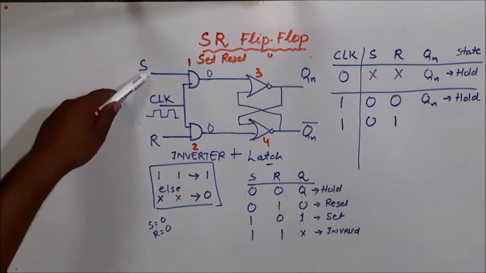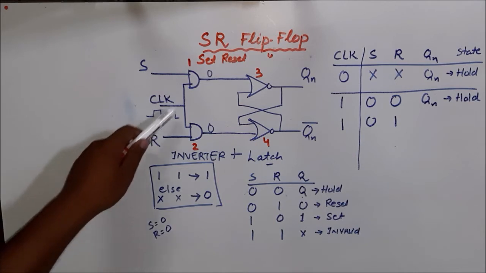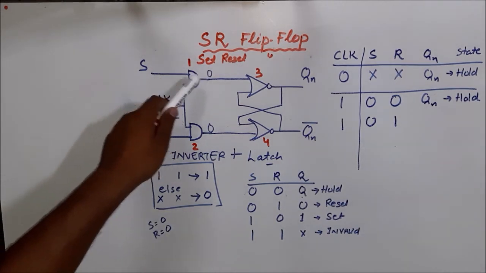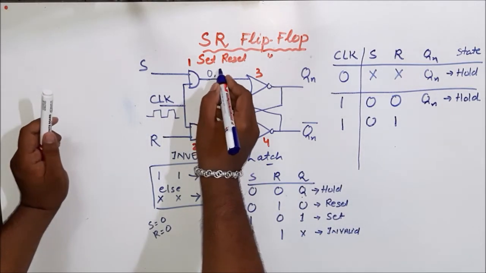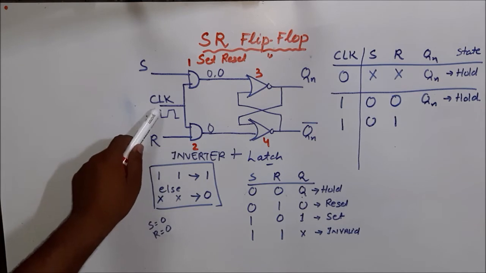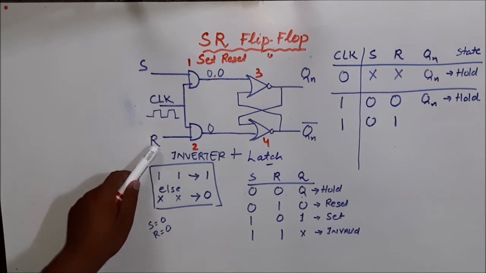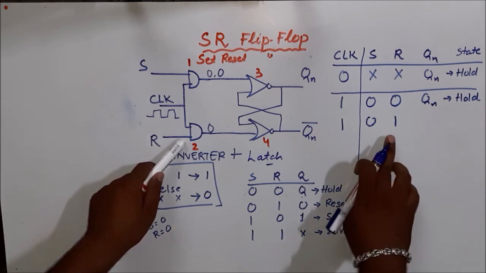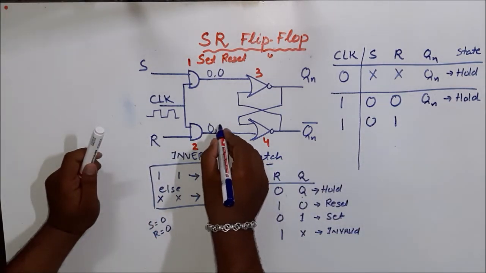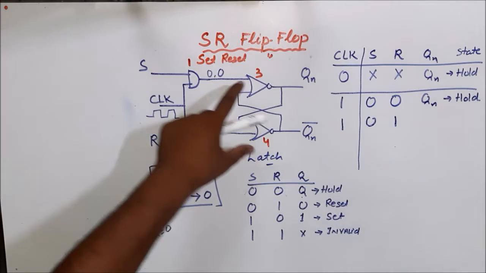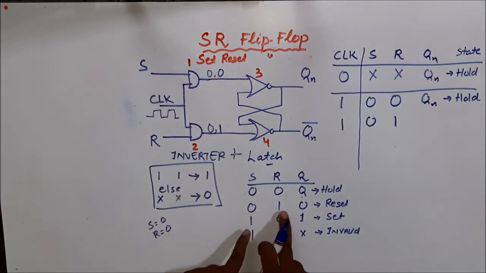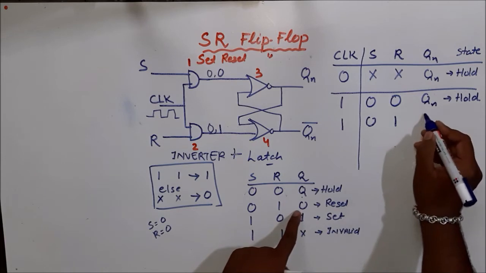So here S is 0, R is 1. In gate 1, any one input is 0, so output must be 0. But in R, I told you clock is high, clock is 1, and I make R equal to 1 here. So 1 and 1 gives rise to output 1. So input to the latch is now 0 and 1, and from the truth table, 0 and 1 corresponds to 0. So we have reset here.